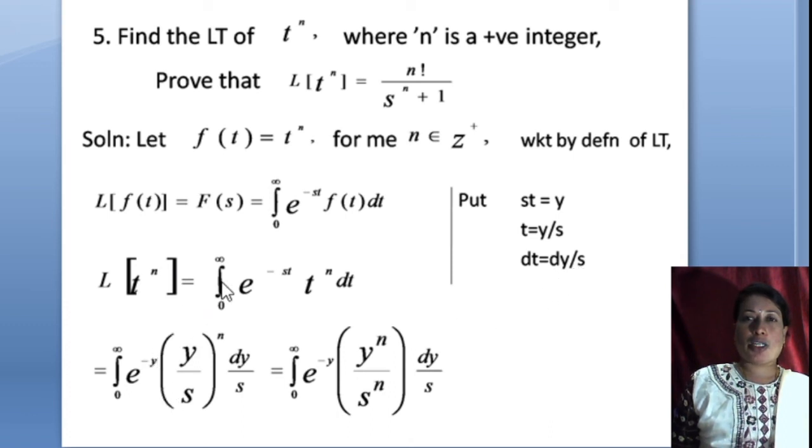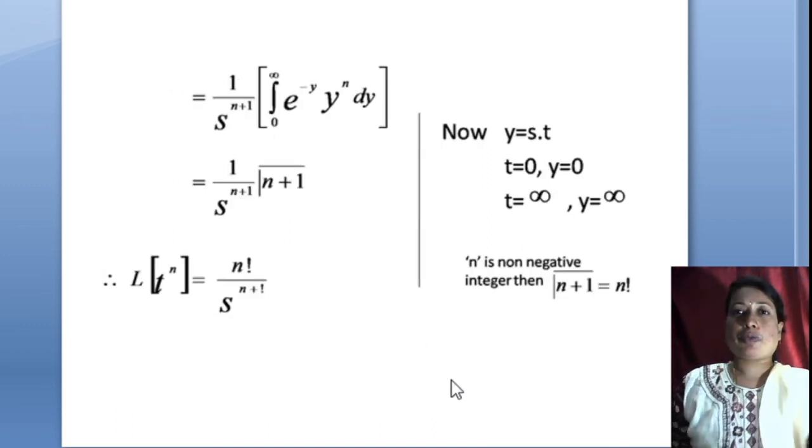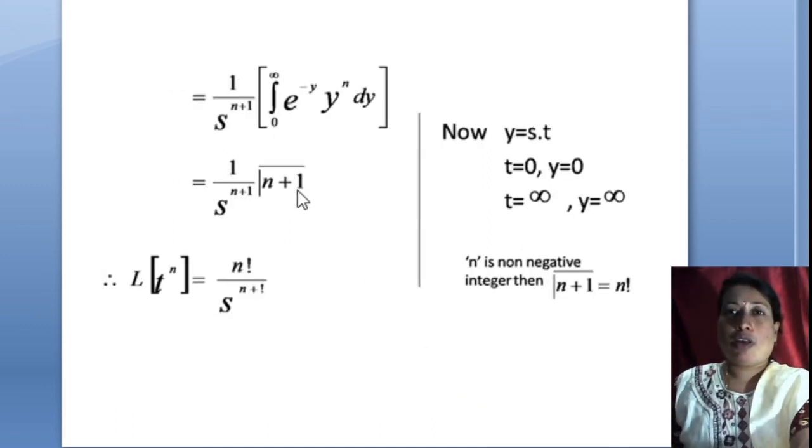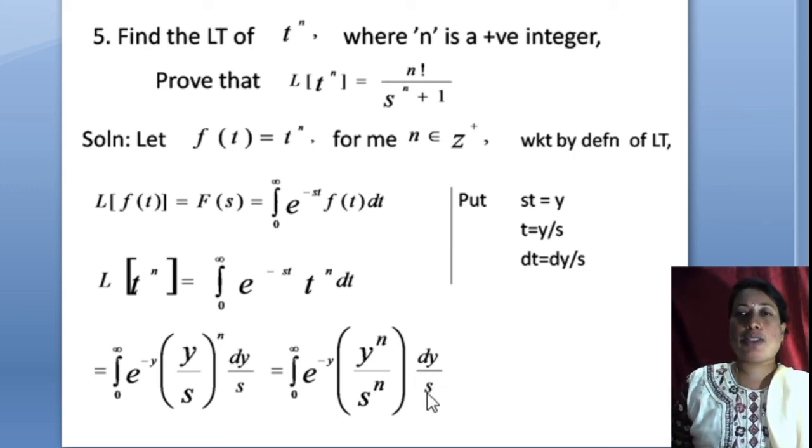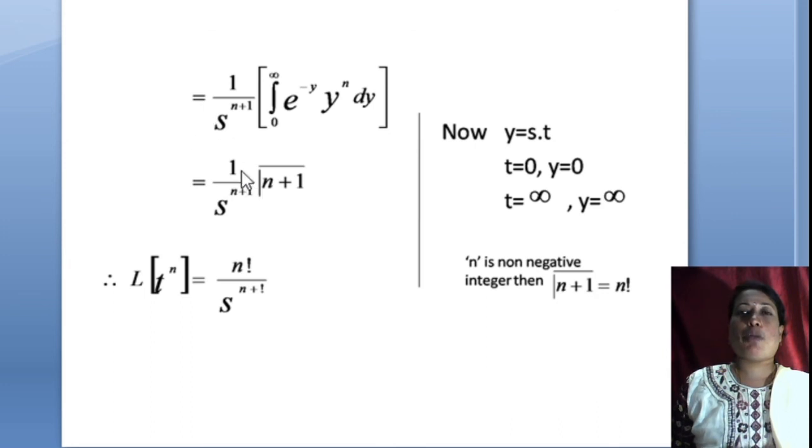So the integration from 0 to infinity of e power minus y, with t replaced by y by s, the whole raised to the power of n, and dt replaced by dy by s. This gives the integration from 0 to infinity of e power minus y, y to the power of n divided by s to the power of n, into dy by s. So I get 1 over s to the power of n plus 1, because the bases are the same, we can add the powers: s to the power of n and s to the power of 1. So I get 1 divided by s to the power of n plus 1, times the integration from 0 to infinity of e power minus y into y to the power of n dy.